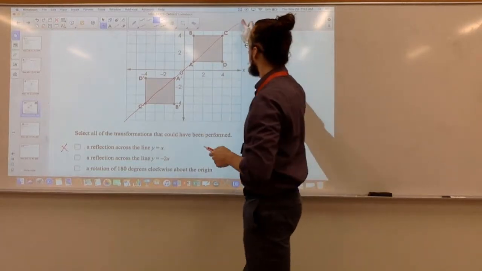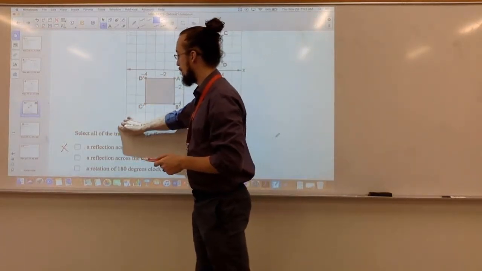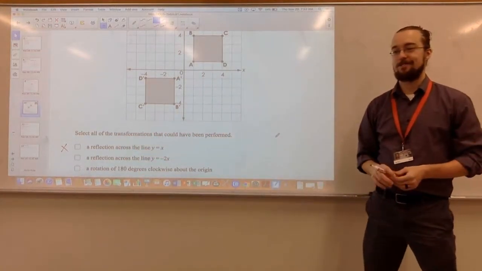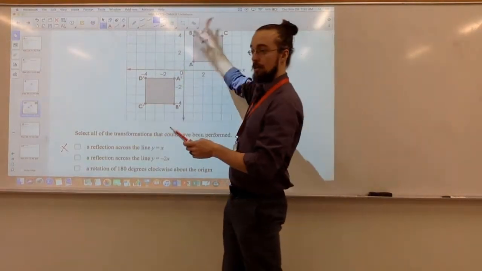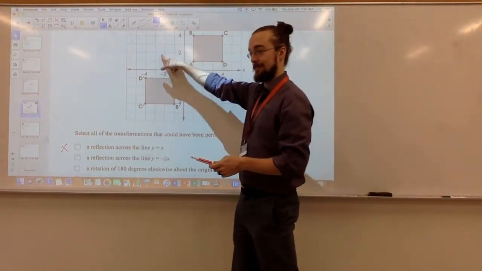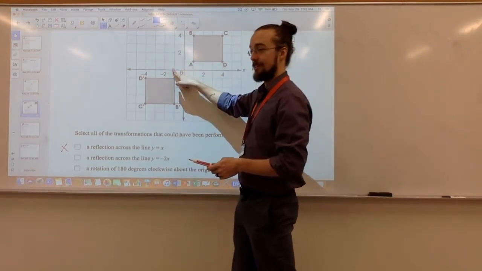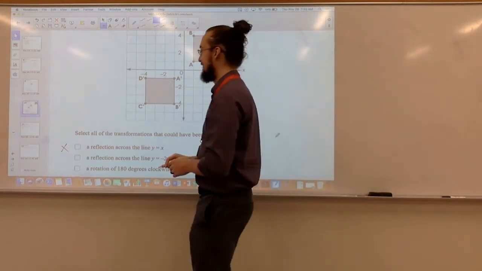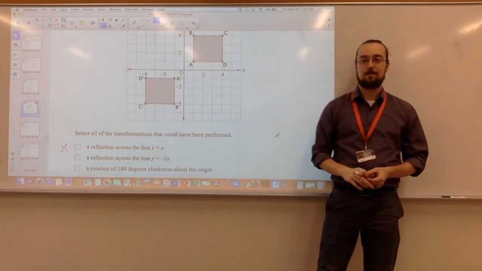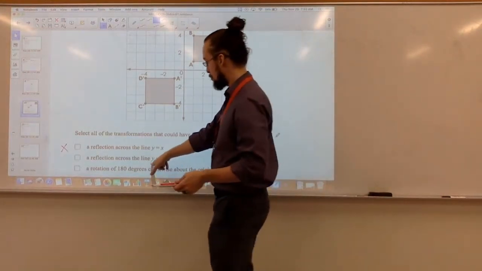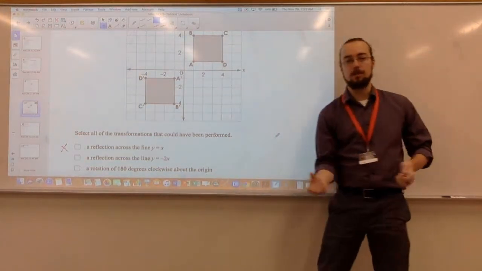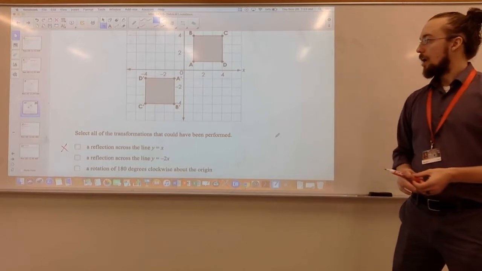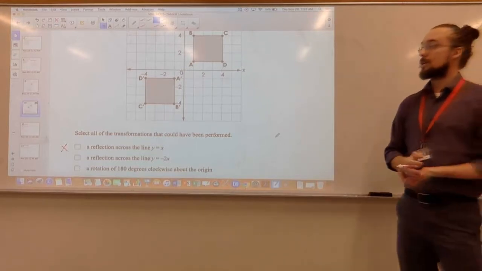How about a reflection across the line y equals negative 2x? Where's that line? Where's the line y equals negative 2x? Where would that line be? Well, where would it intersect the x-axis?